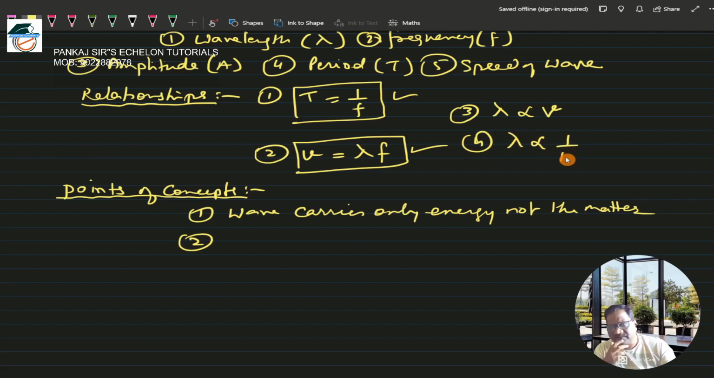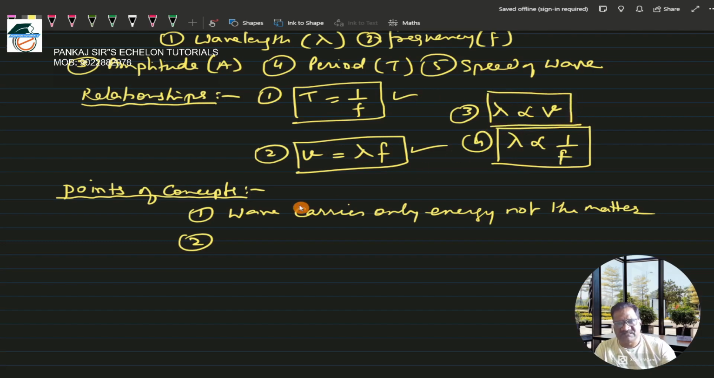They are inversely related. So see, this is inverse proportion. This is not equal to 1 by f. Lambda and frequency are inversely proportional, meaning when lambda increases, the frequency decreases. When lambda decreases, the frequency increases. That is the proportionality relation. It is not equal to. Equal to is between T and f. So all these relationships are very important.